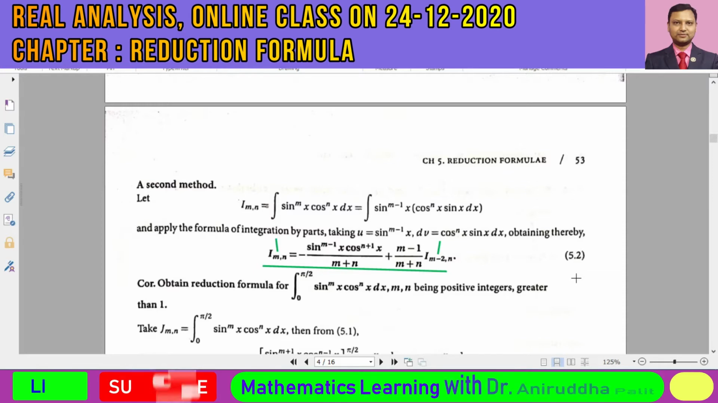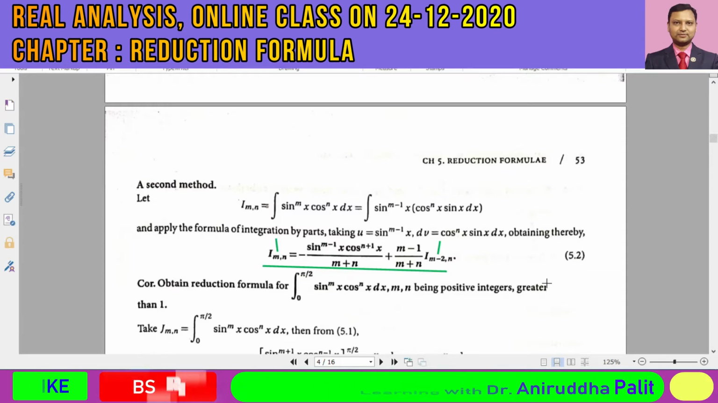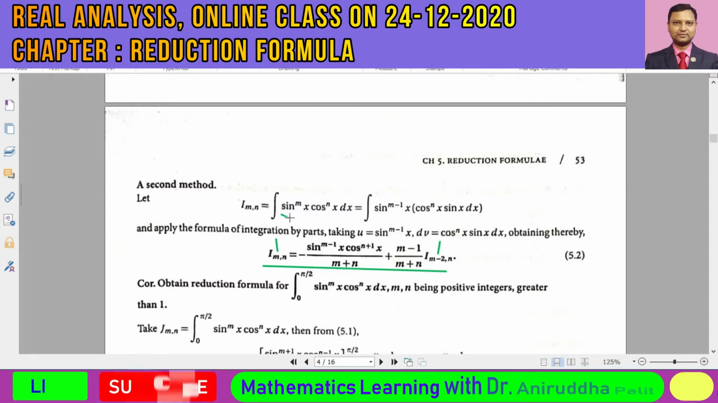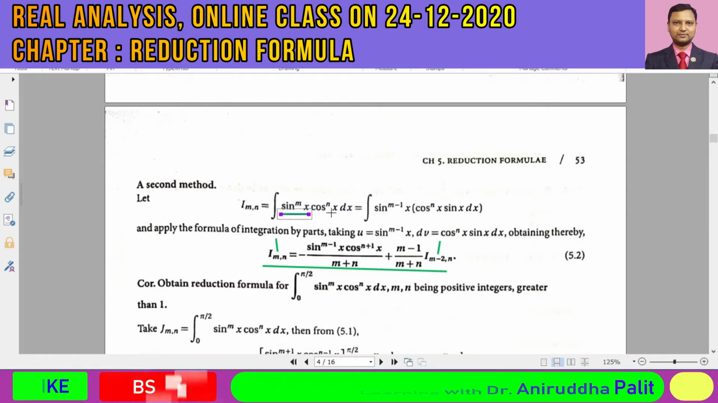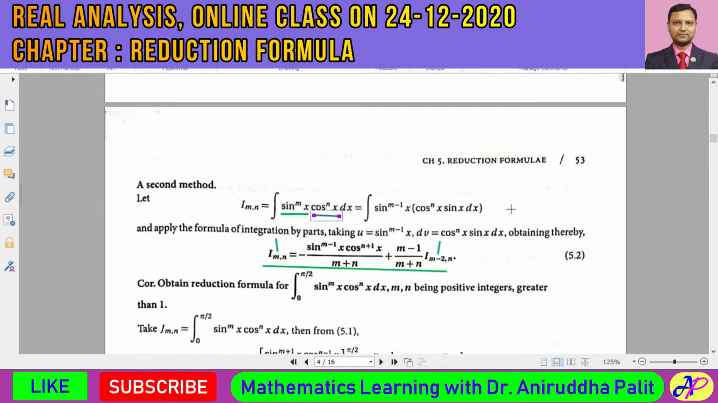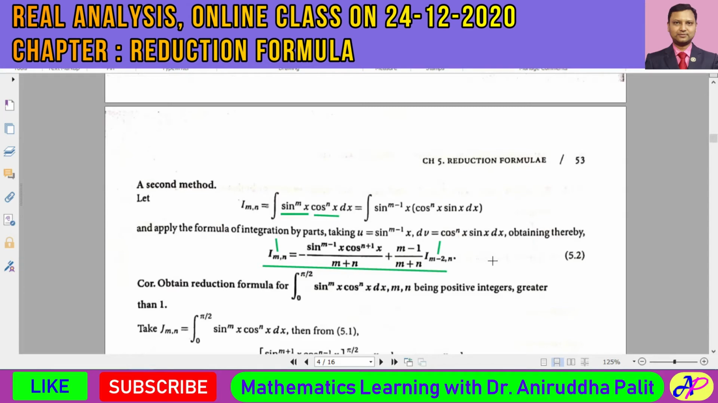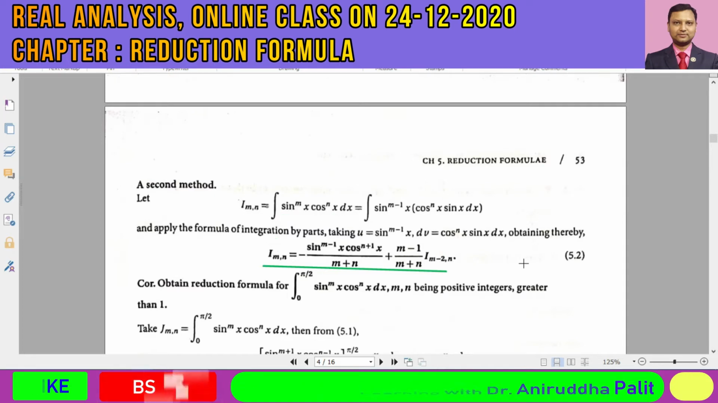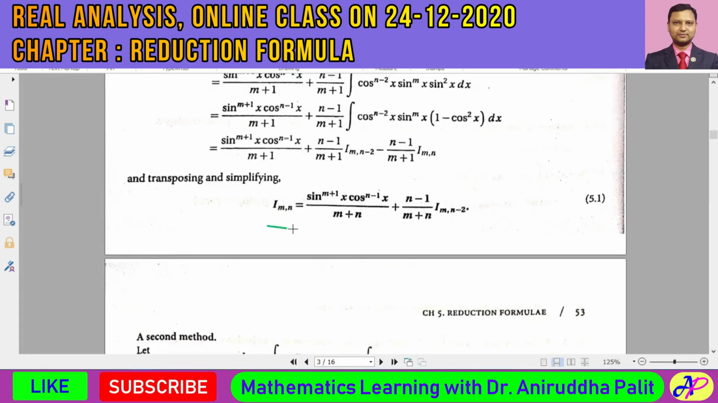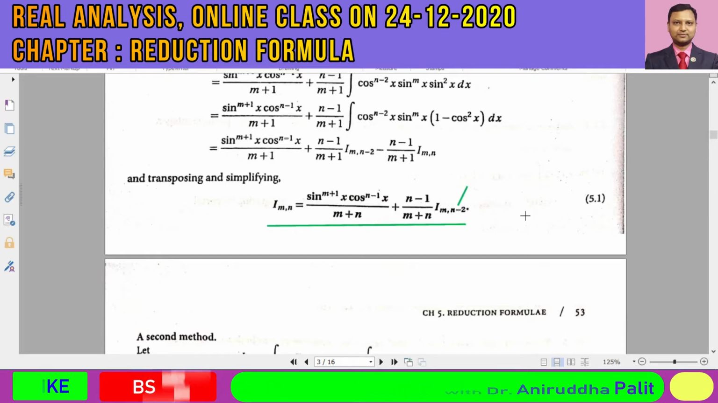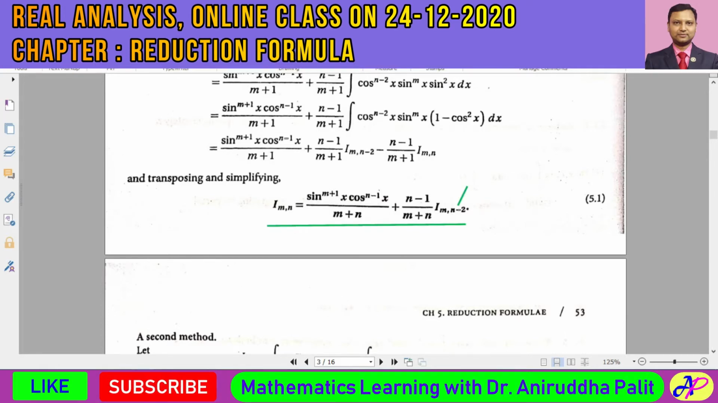Got it? So you need to be very careful first about your observation of which index should be decreased, and accordingly, out of these two functions, one function is sine to the power of m, another function is cos to the power of n. Accordingly we need to make the computation, so that ultimately in the final result the target index gets reduced. Okay, so let's first consider the first formula. Over here the target index is the second index. We want to reduce the second index, and how to do this one?